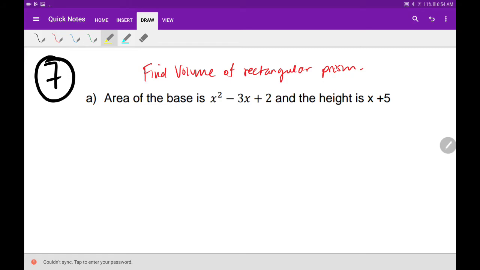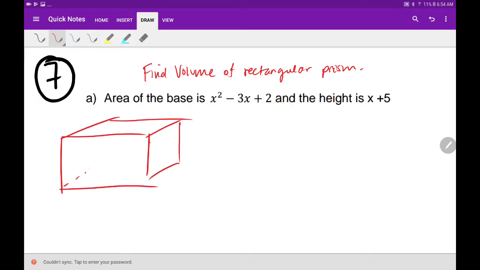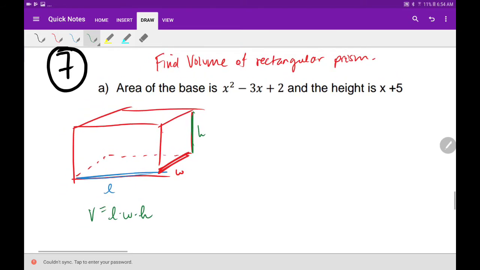All right, so number 7 says, find the volume of the rectangular prism given some information. So first of all, rectangular prisms look like this. Little something like that. And usually when we're finding the volume, we're given the length, we're given the width, and we're given the height. Okay, so our volume formula is typically length times width times height. But if you observe in this question, they're not giving us the length, the width, and the height. They're giving us the height, so that's cool. But then they're giving us the area of the base.